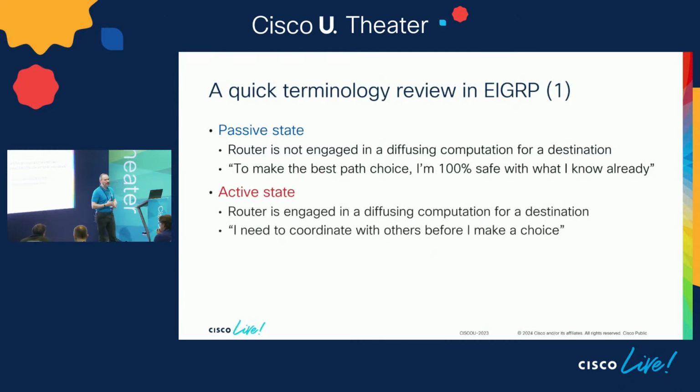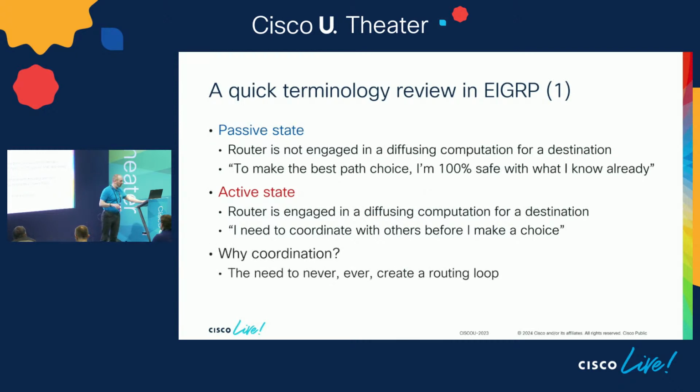If I am in an active state, well, the local information I have is not enough for me to make a 100% guaranteed choice. In that case, I need to ask and coordinate with my neighbors. And my neighbors may in turn need to coordinate with their own neighbors. That's what's called the diffusing computation. And I'm coordinating simply because I want to avoid any routing loop, even a transient one, just a temporary one. So the whole thing here is about EIGRP never ever causing a routing loop. Even if the network changes wildly, and even for a short period of time, in EIGRP that never happens. If it does, it's a bug, right? If it ever happens, that's a bug. You need to report it.